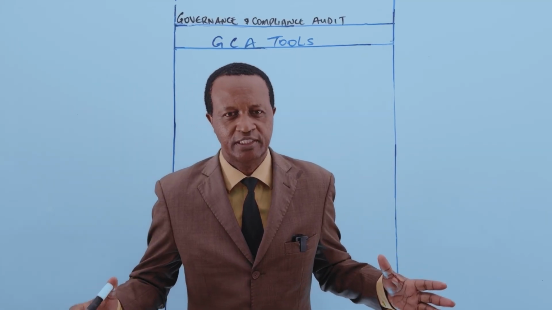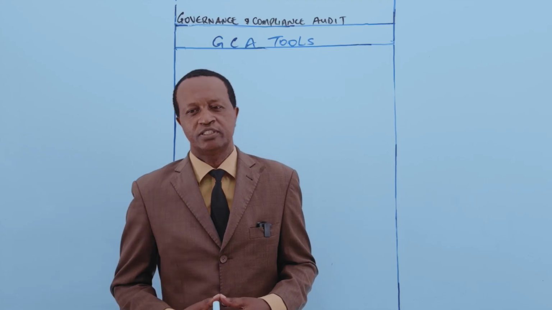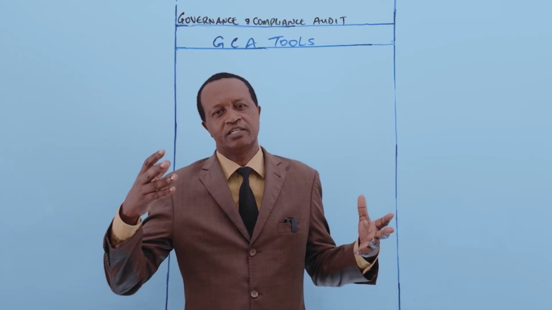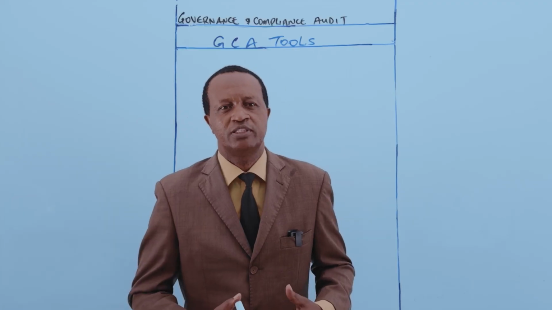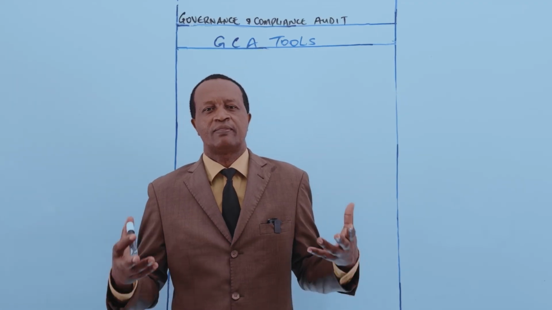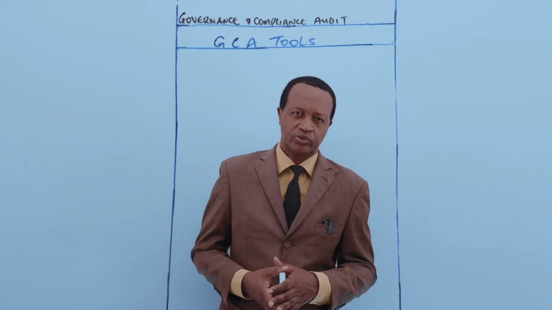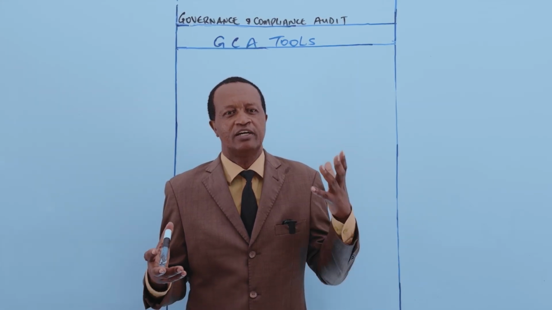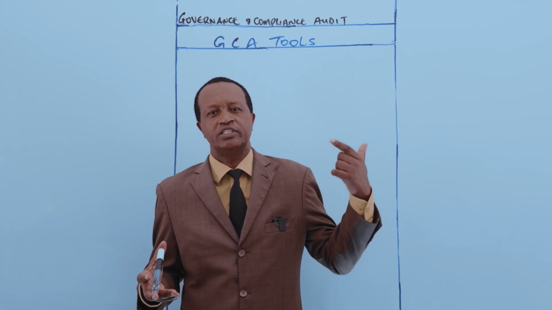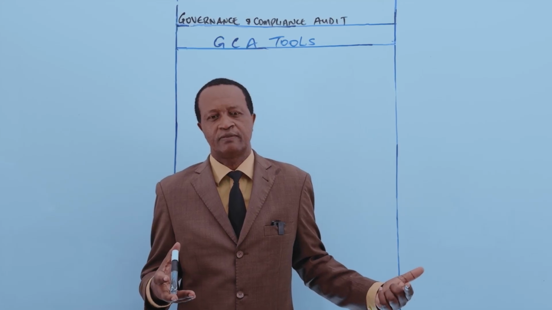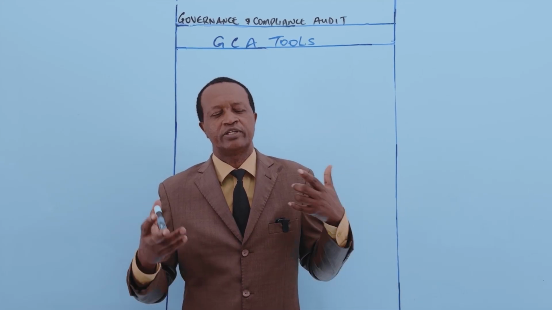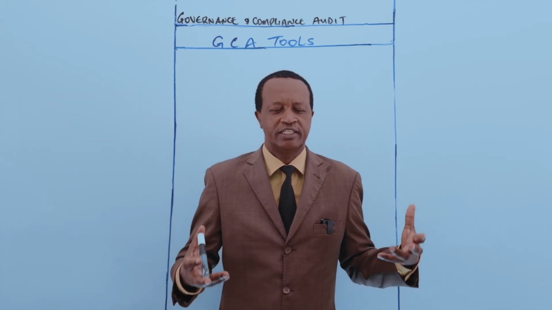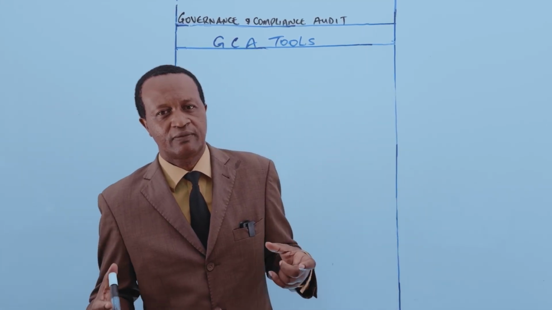The subject is governance and compliance audit. We're still on the topic conducting governance and compliance audit. We are learning how to conduct a governance and compliance audit. In our today's lesson, our focus is on governance and compliance audit tools. In conducting a governance and compliance audit, there are tools that the auditor uses.